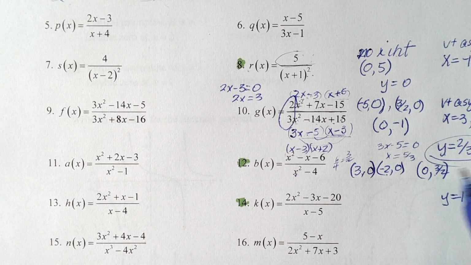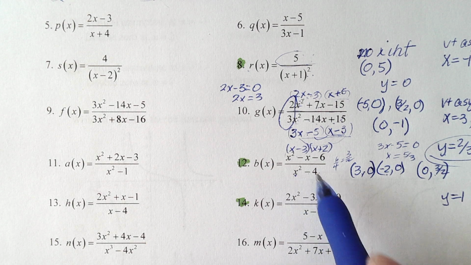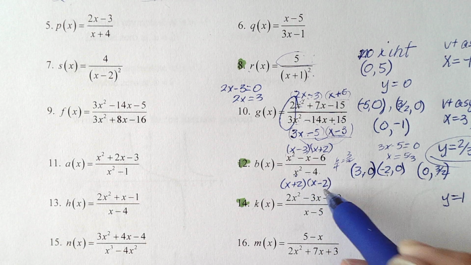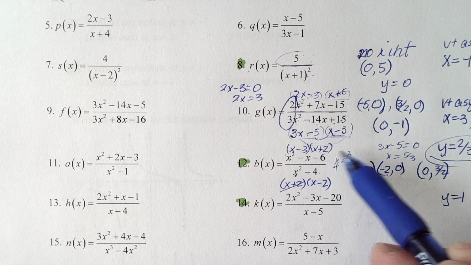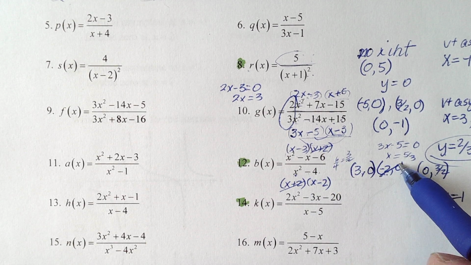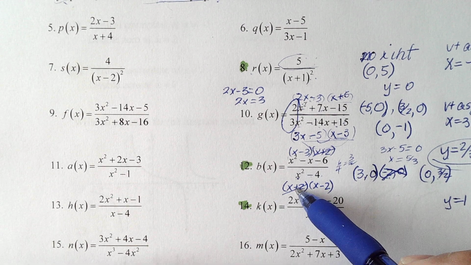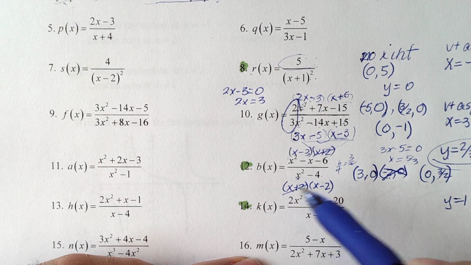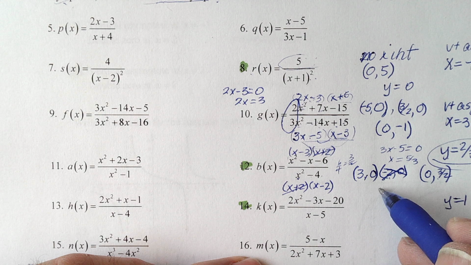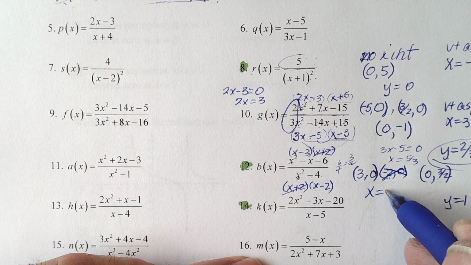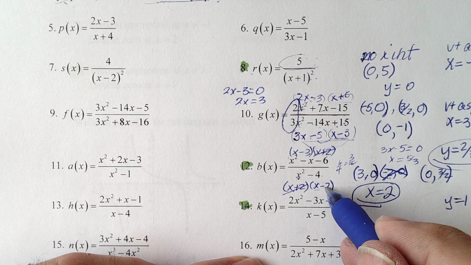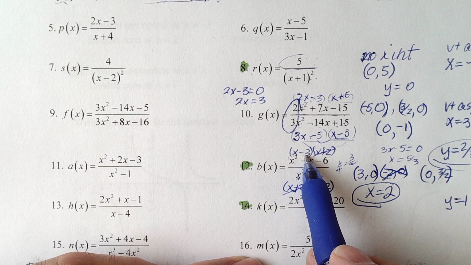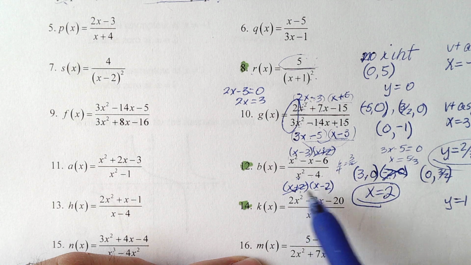X-intercepts, y-intercept. Oh, wait a minute. What does this denominator factor to? X plus 2 and x minus 2. There's a slight catch here. These factors are the same, so this is not an x-intercept because there's a hole. And so there's not a vertical asymptote at -2 because that's where there's a hole. So there's only a vertical asymptote at x equals 2. Vertical asymptote because of this, not there because that's a hole. X-intercept at 3, but not at -2 because that's a hole.